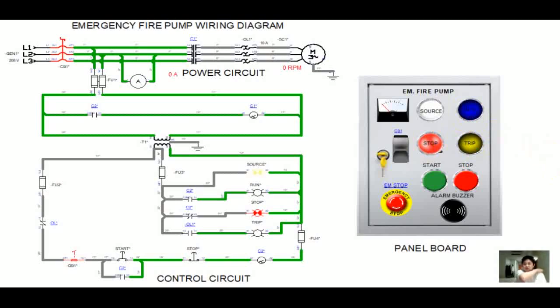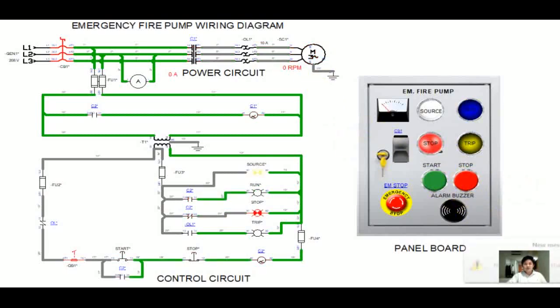Now I will start the emergency fire pump. As you can see here, the source lamp is illuminated, so they are connected, and the stop lamp is also illuminated. They are both illuminated, and now I will start the emergency fire pump. Click the start, just long press. As you can see, our motor is running.